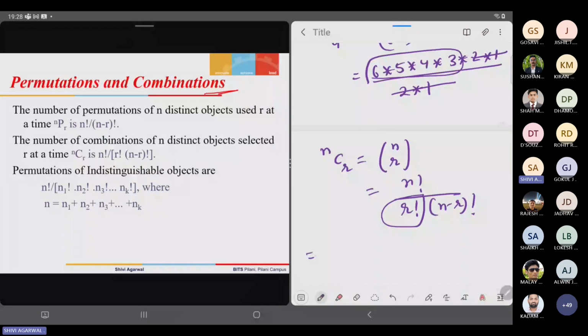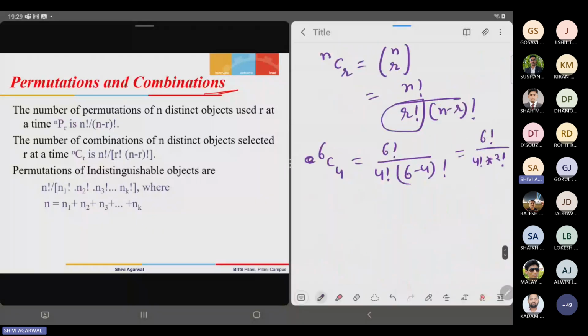Now we can say, for example, 6C4 is what? 6 factorial upon 4 factorial into (6 minus 4) factorial. So now it will become 6 factorial upon 4 factorial multiplied by 2 factorial. Okay, so this will change the value.